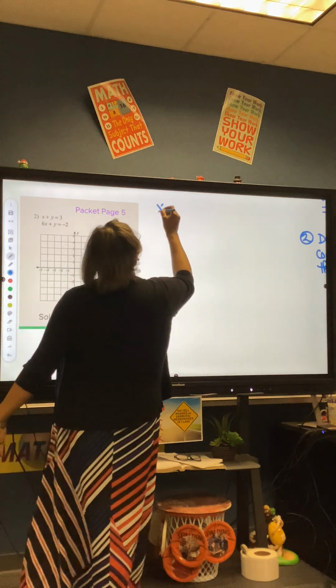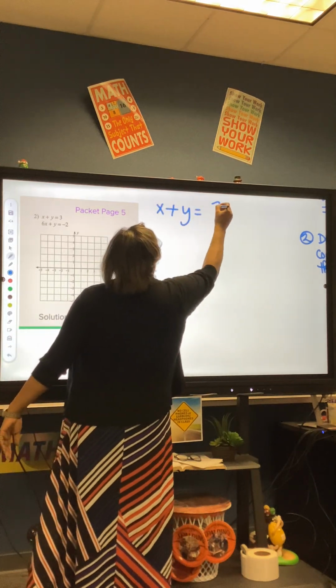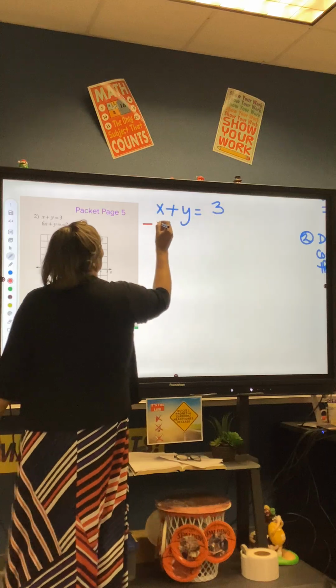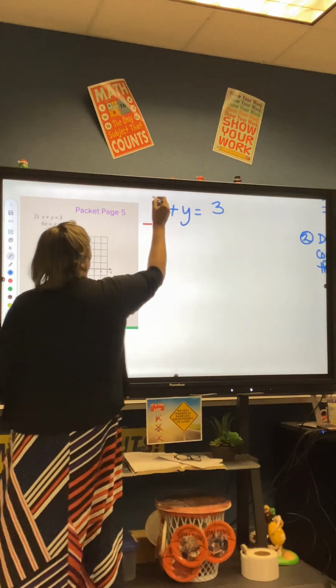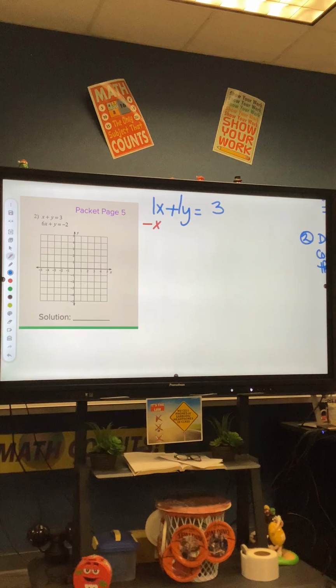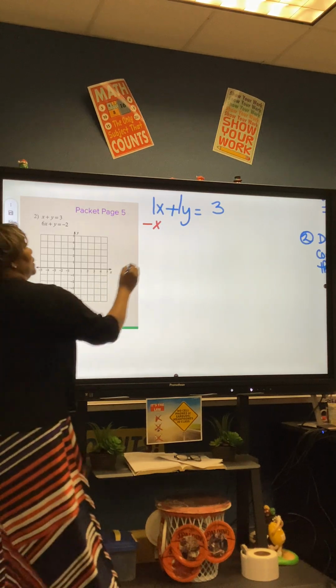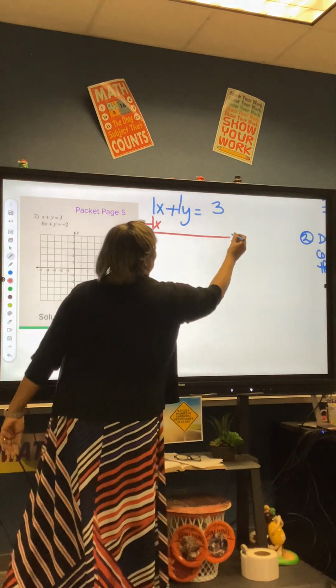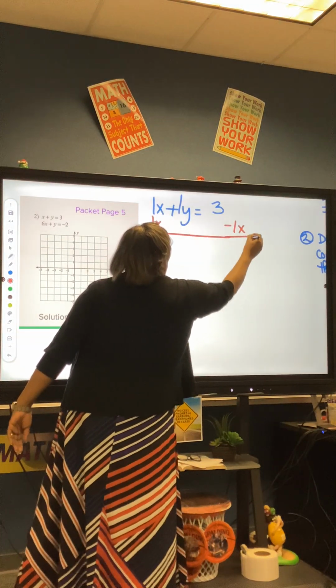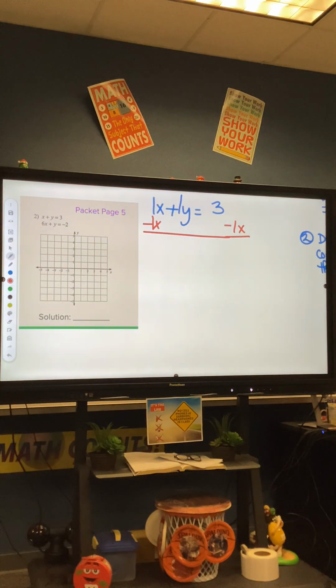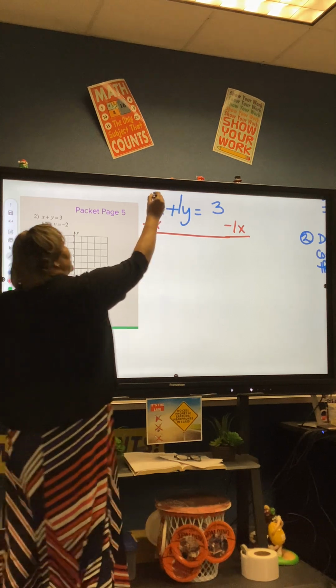All right, so I got x plus y is equal to 3. I am going to subtract the x. If it helps you to put a 1 in front of these variables because they don't have one, that's okay. Go ahead and do that. I'm going to subtract 1x from the left, and I'm going to subtract 1x from the right of the equal sign. Notice that I did not put the 1x under the 3. Anybody want to tell me why I didn't do that? 3 doesn't have a variable, therefore they are not like what? They're not like terms. Beautiful.